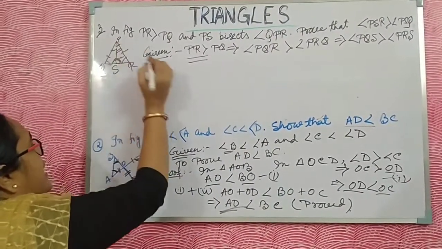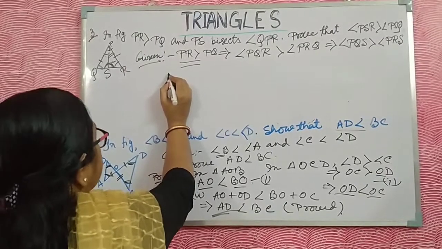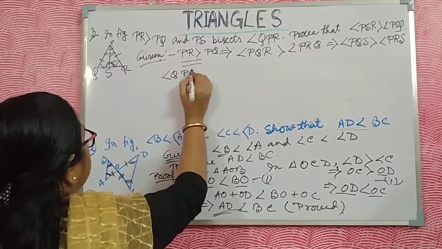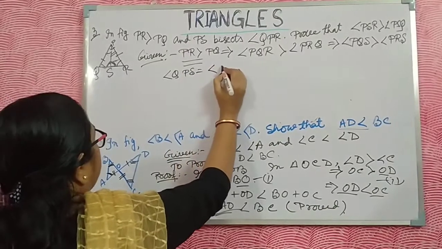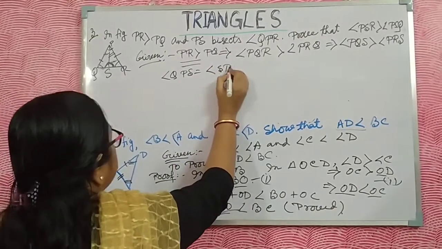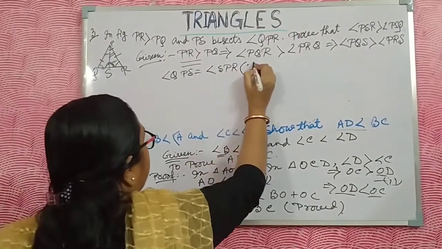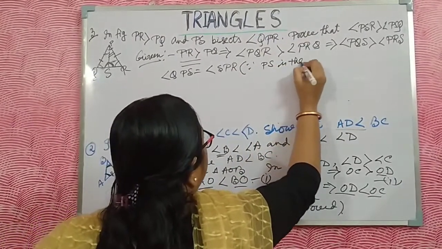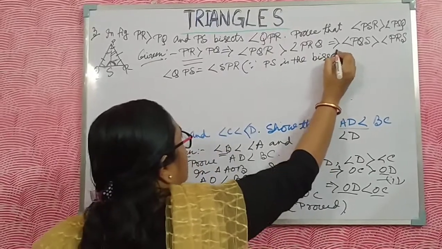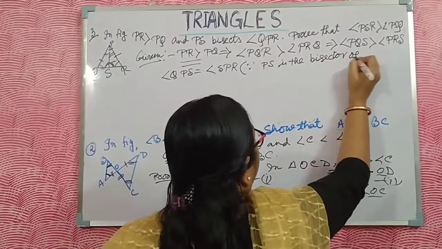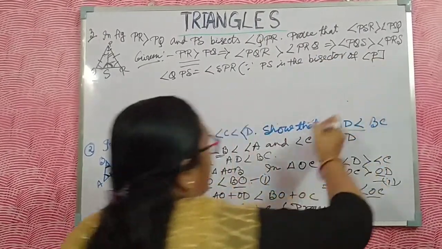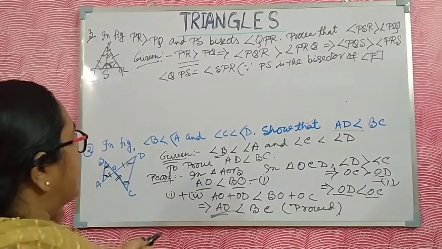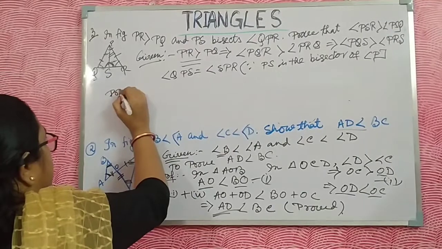Okay, and now the other given data is PS is the bisector of angle P. That's why you can write angle QPS is equal to angle SPR, as PS is the bisector of angle P. That's why you can write like this. Okay, and now I start the proof here.